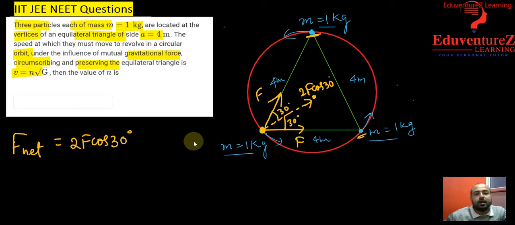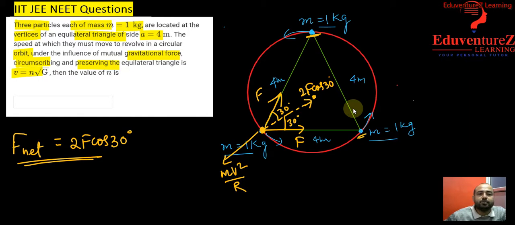Now this becomes the centripetal force, which is balanced by the outward force mv square upon r, where r is the radius of this circle. So we will calculate the value of r here. This one is the radius r, and if we calculate the value of this, then we can find the radius.